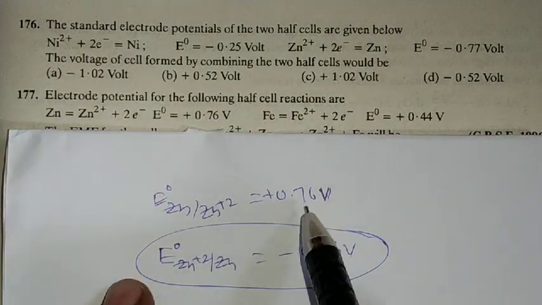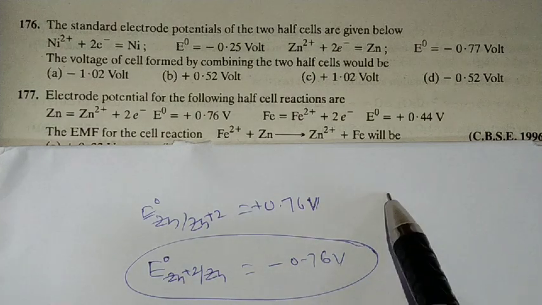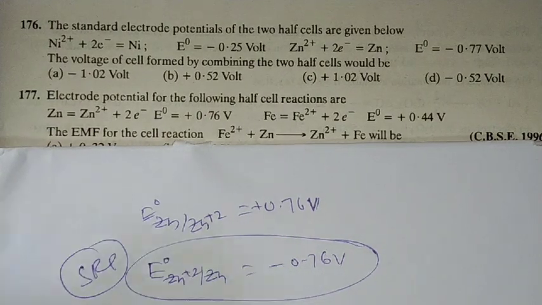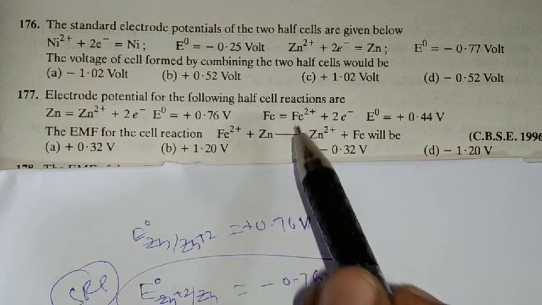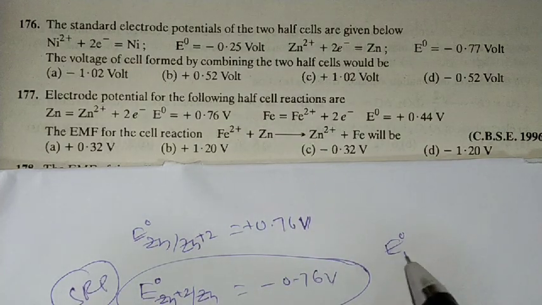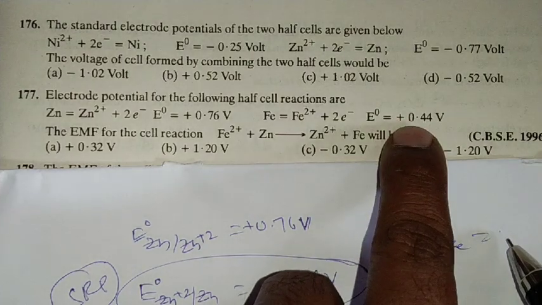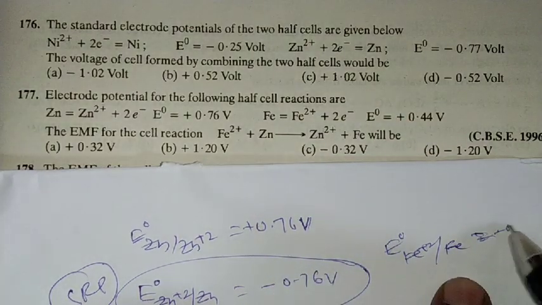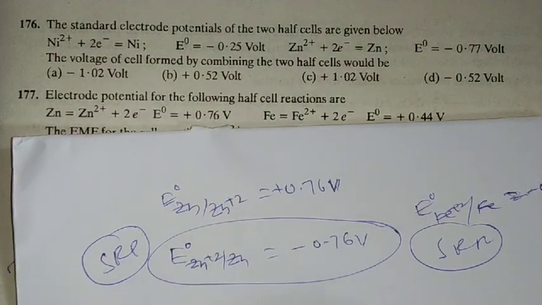So this value given in the question, we are converting into EMF value, meaning SRP value, standard reduction potential value. Similarly, Fe gives Fe plus 2. This is also oxidation only. This is also converting into E naught Fe plus 2 by Fe. What will we get here? Plus 0.44 given. Now what will we get here? Minus 0.44 we will get. Now both are SRP values.